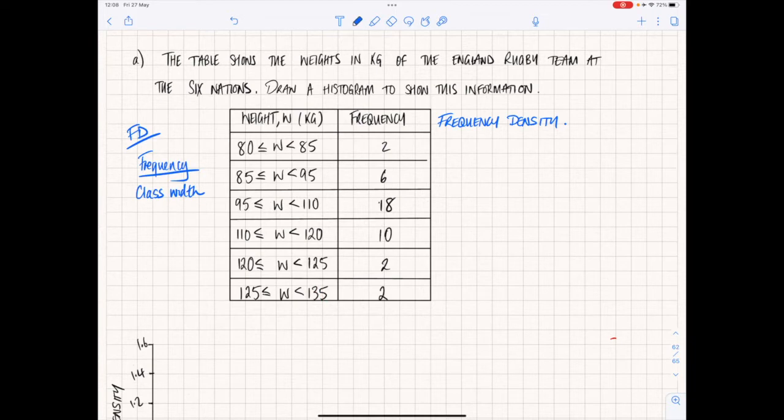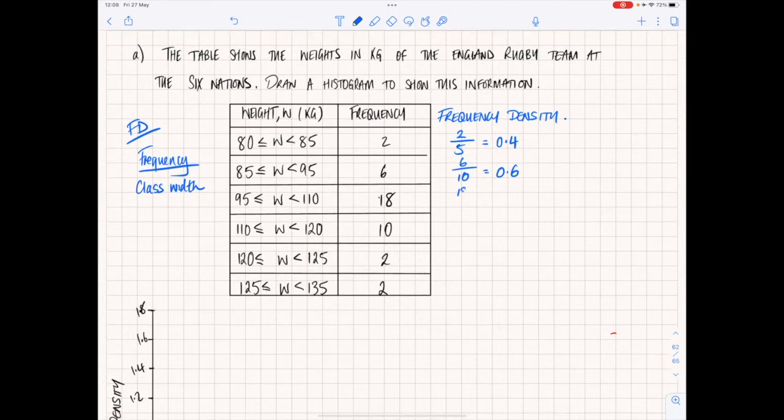So if we look at this first one, to find the frequency density here, what we're actually going to be doing is 2 divided by, so that's my frequency, the class width being 5, 2 over 5, and if I think about that as a fraction, it's quite easy to do without a calculator. 2 over 5 becomes 4 over 10, which is 0.4. Next one becomes 6 divided by the difference here now is 10, which is 0.6. Okay, if you want to pause the video and fill in the rest you can, or if not then I'm about to go through them now.